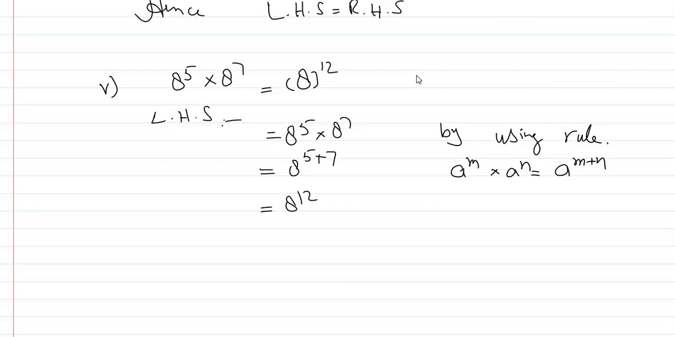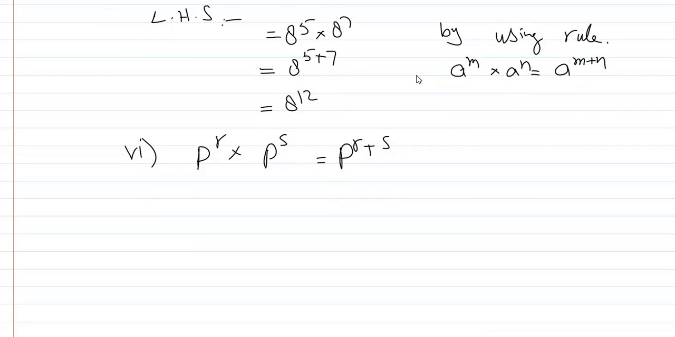This is the answer. Now I am solving its part number 6. Part number 6 is p raised to power r multiplied by p raised to power s is equal to p raised to power r plus s.